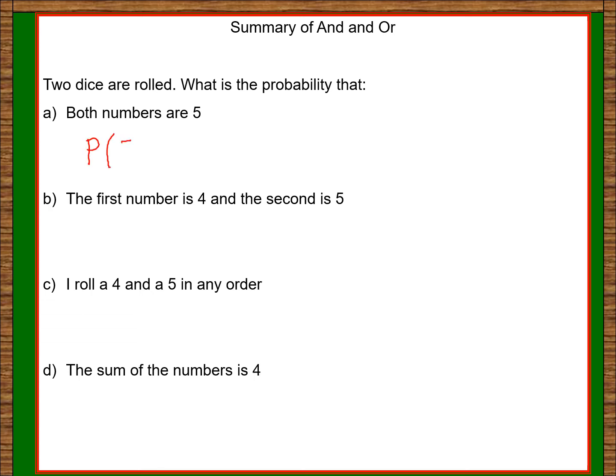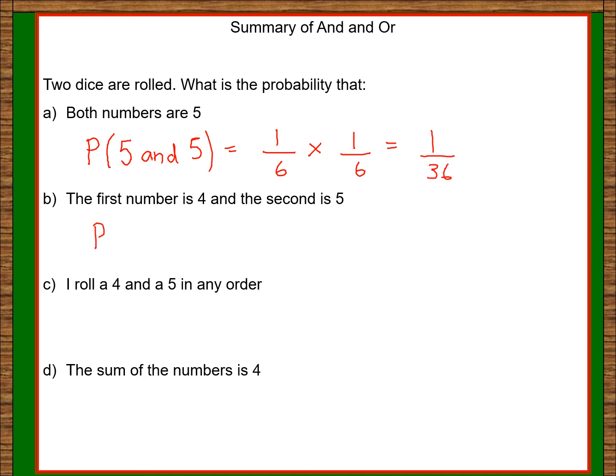This is the AND rule. We want a 5 on dice 1 and a 5 on dice 2. Well, on dice 1, the probability of getting a 5 is 1 out of 6. And on dice 2, the probability is also 1 out of 6. And the AND rule says that we simply multiply this. So the chances of getting 2 5s are 1 out of 36.